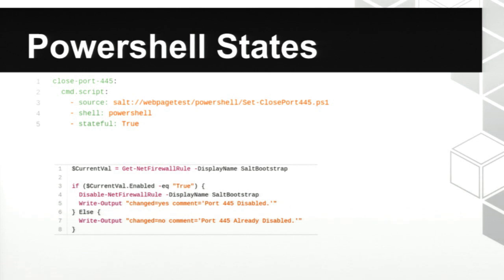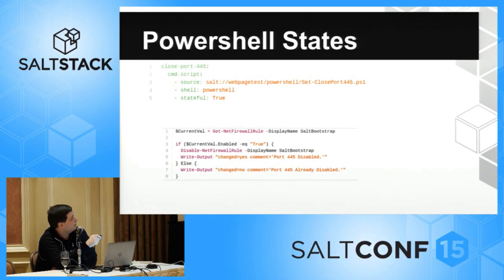So this particular one for closing 445, we're just reaching into net firewall rules and looking for anything that says Salt Bootstrap, and we get that as our current value. Then we say if this is actually enabled, we're going to disable that rule because we don't want anybody else to be able to reach in and hammer our box with passwords over and over and over again. And if we do disable that, something changed, and we're going to tell them, well, we disabled port 445. If it's already been disabled, it's going to tell us that. So pretty straightforward.